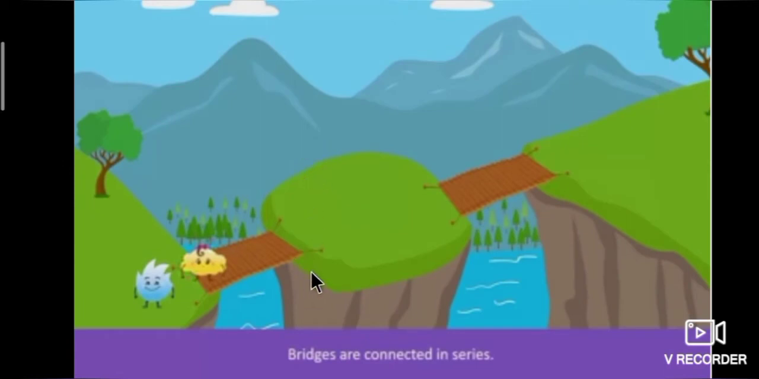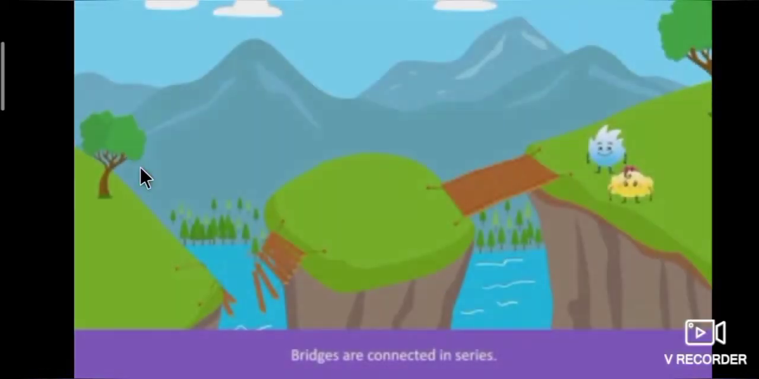Here we will see the bridges connected one after another. Now we will cross easily. But if the bridge collapses, we are not able to cross the bridge. Like that series circuit also works. This is the disadvantage of series circuit and not preferred in our home.